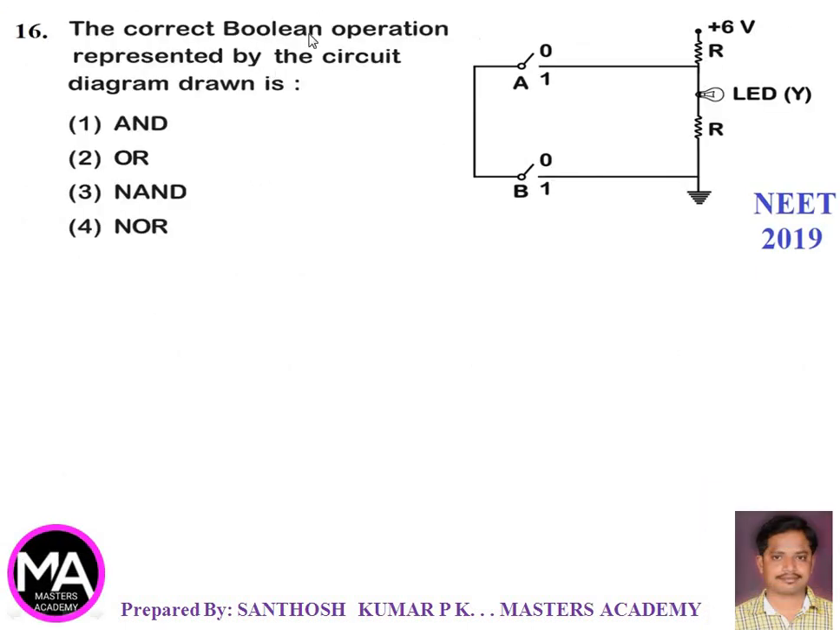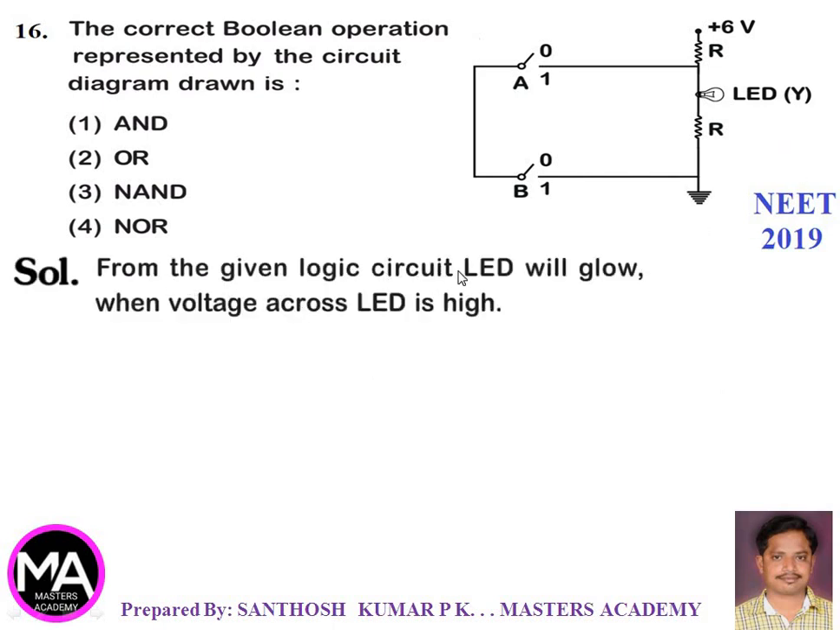Next problem. The correct Boolean operation represented by the circuit diagram drawn is. 4 options are given. It is from NEET 2019. So look here, you are having 2 switches A and B. It is nothing but 0 and 1, 0 and 1. Here you are having an LED. It is plus 6 volt. So 2 resistors are connected to the ground. So the LED is taken as the output. From the given logic circuit, the LED will glow when the voltage across the LED is high. Here you are having a plus 6 volt.